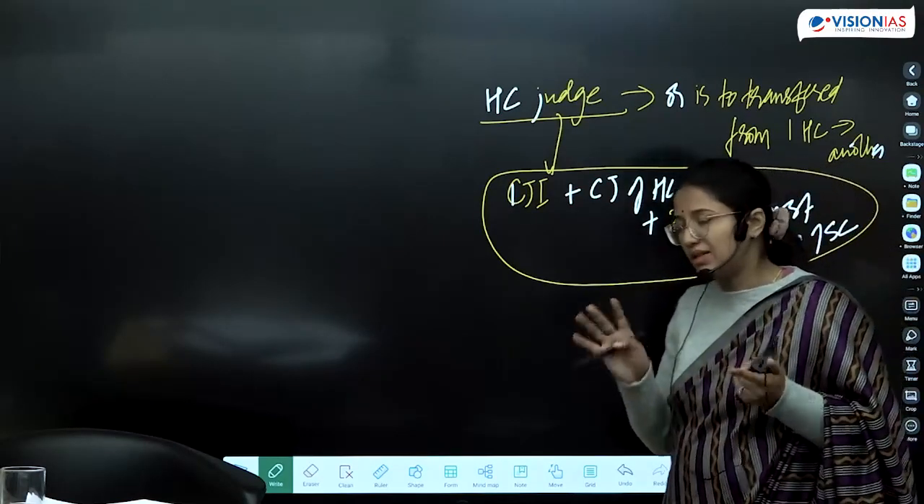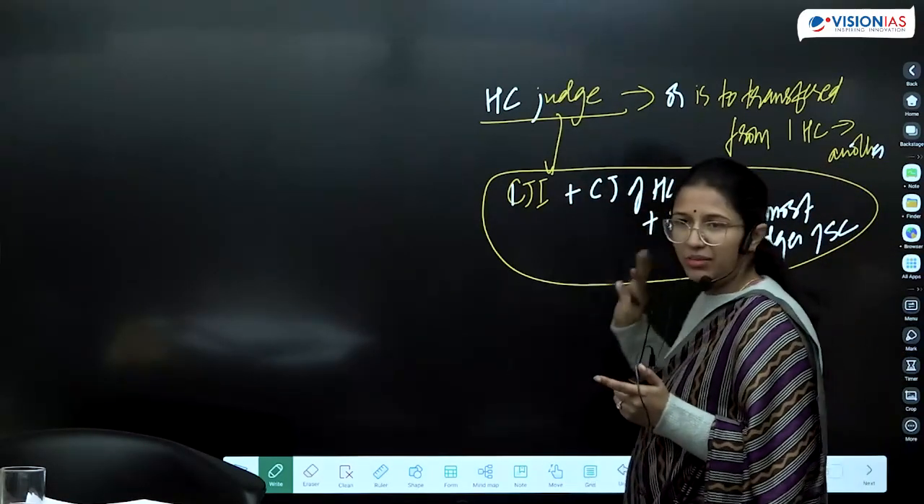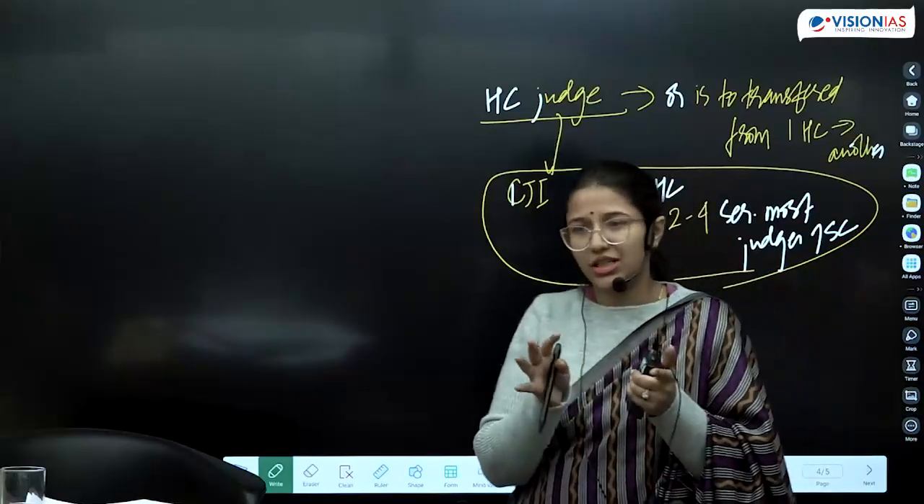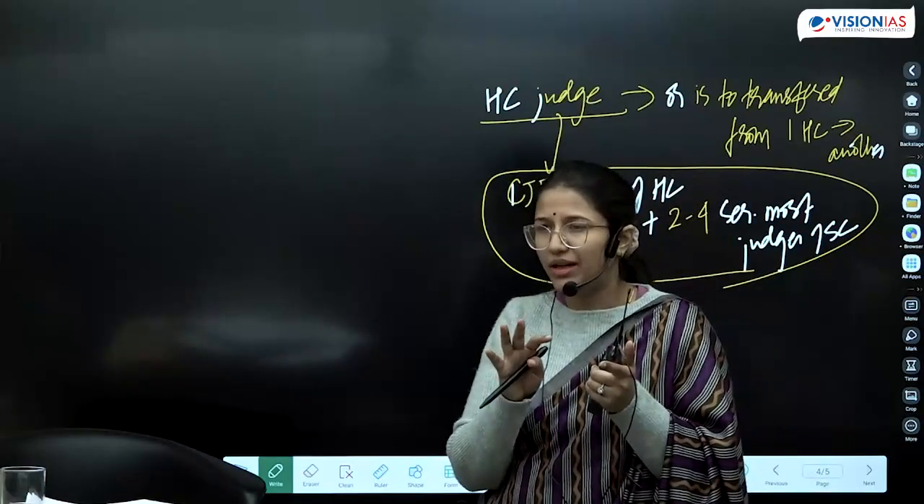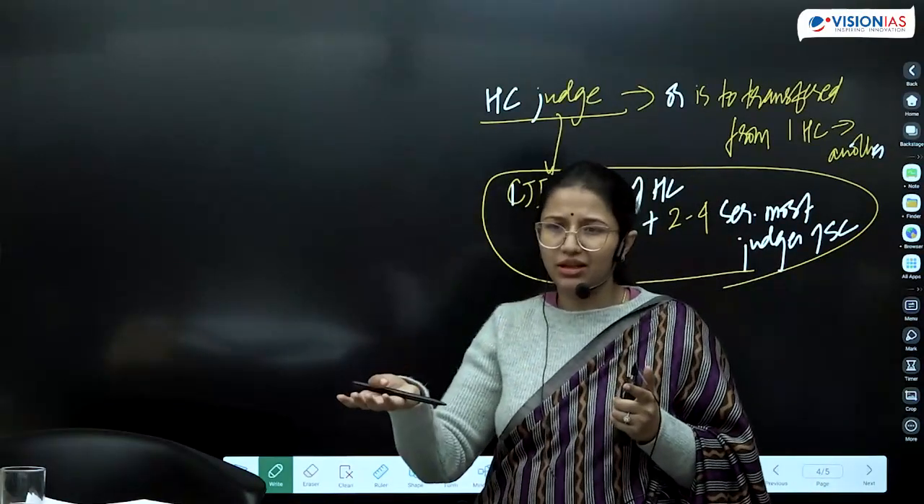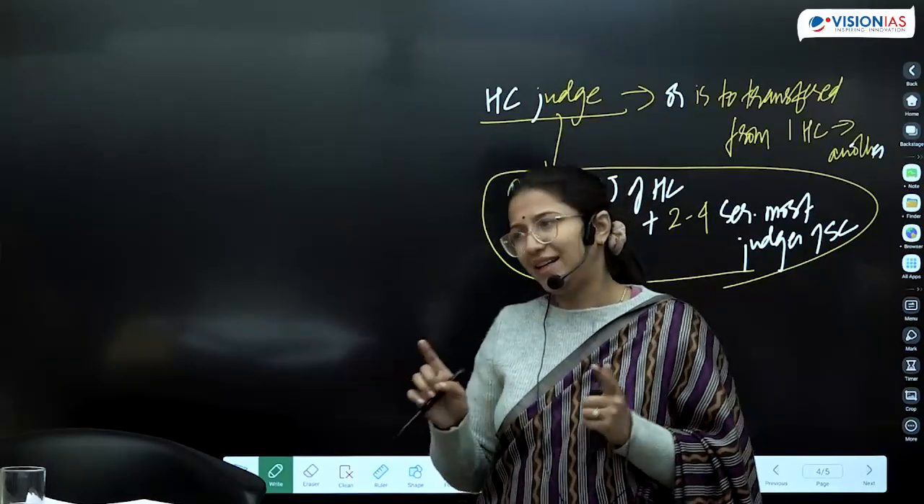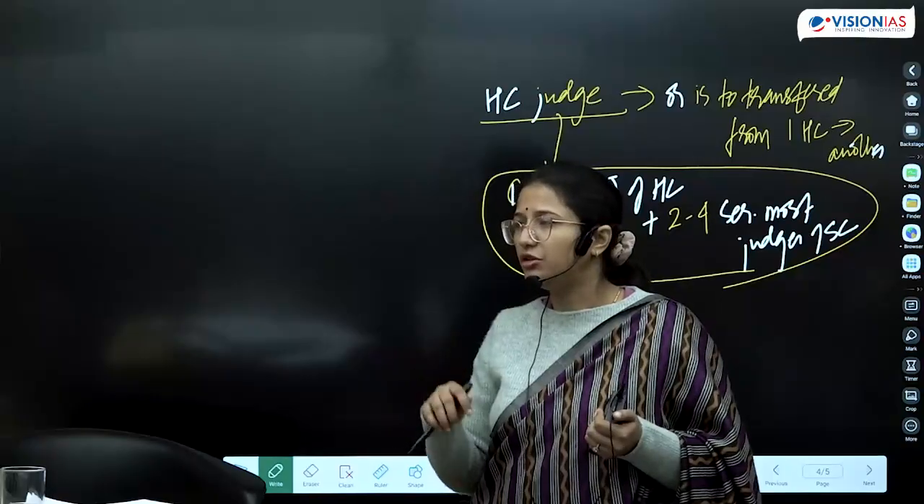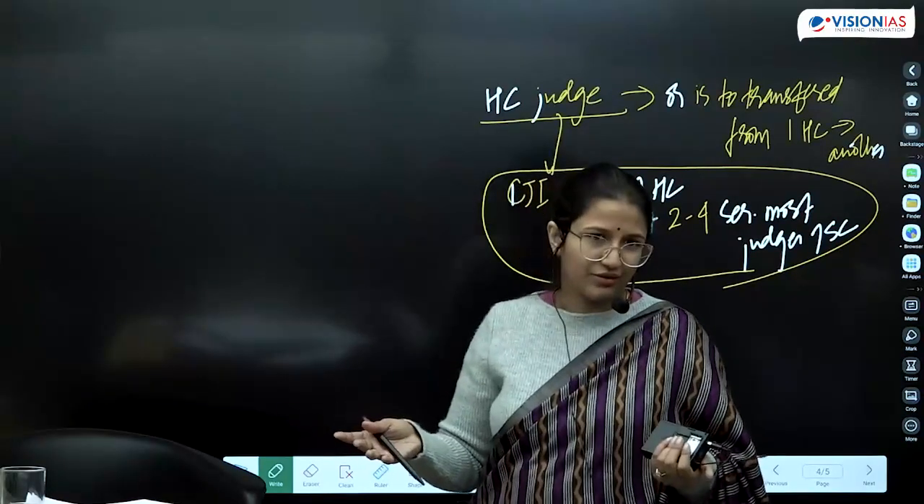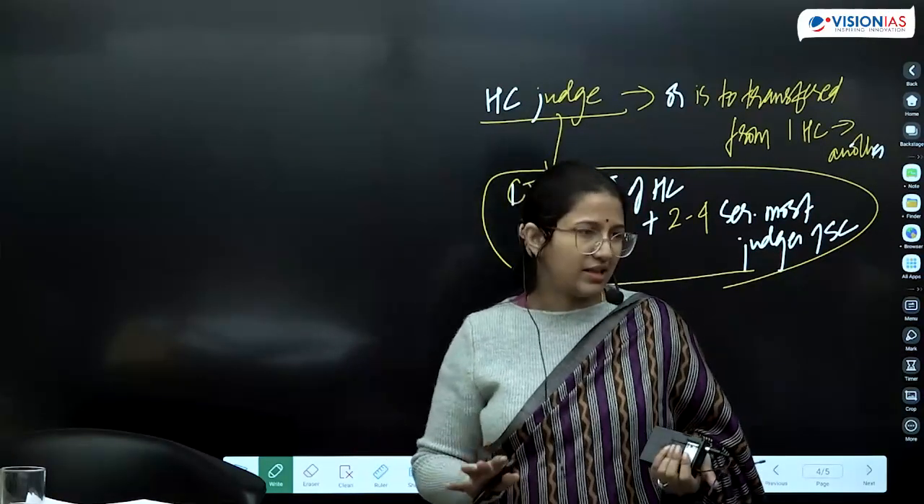Basically collegium system, even if we do not go into detail, is a collection of judges who will discuss and deliberate and suggest to the central government whether a person is eligible, whether a person is a rightful candidate to be appointed to Supreme Court or High Court. Okay, so this is the collegium system.